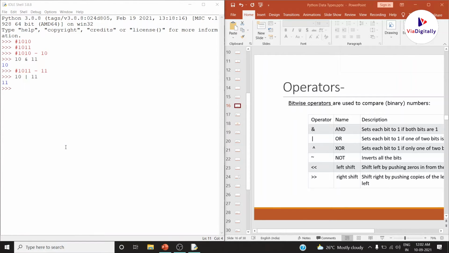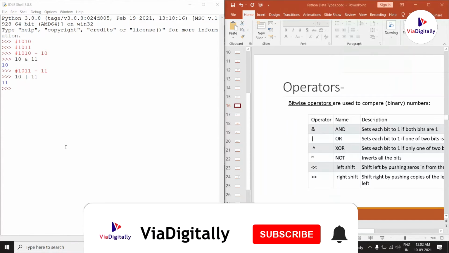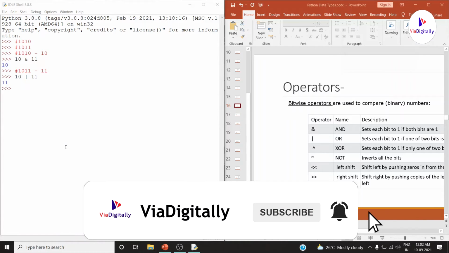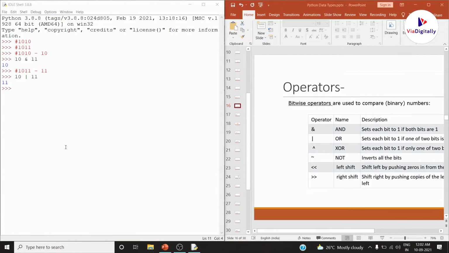Coming to the bitwise XOR operation. Bitwise XOR is similar to the OR operation, but the only difference is that compulsorily exactly one input should be 1 and the other should be 0. If both are 1s, we get output 0. If both are 0, the output is also 0. If it is 0 and 1, or 1 and 0, then only do we get output 1. The only difference is that 1 1 gives 0.